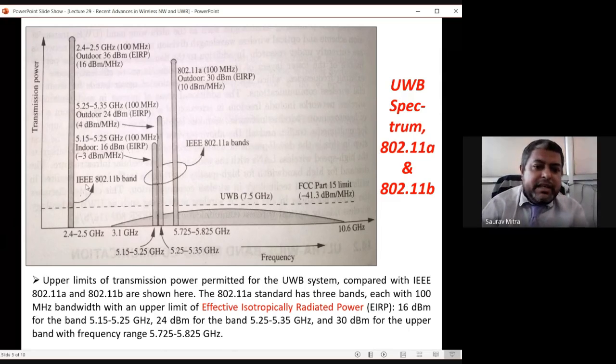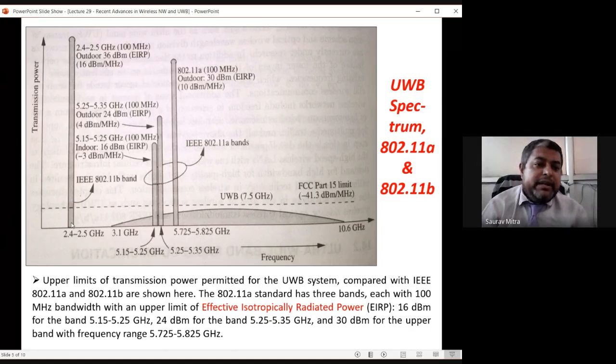So here you can see the first one is the IEEE 802.11b band. So this is a narrow band. And these three are called the 802.11a band. So this is also narrow band. These are the frequencies used for communication. And down below, what we are seeing is from 3.1 gigahertz up to 10.6 gigahertz. This is called ultra wideband.